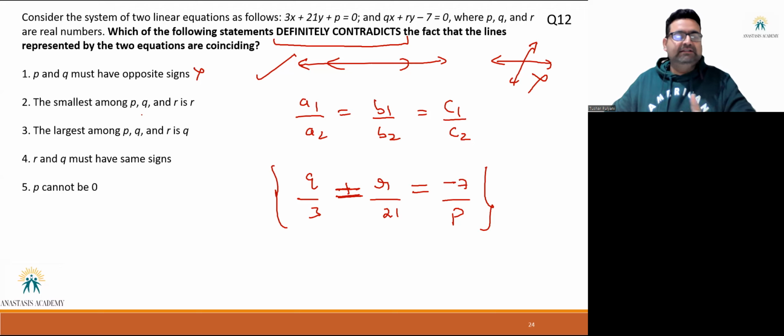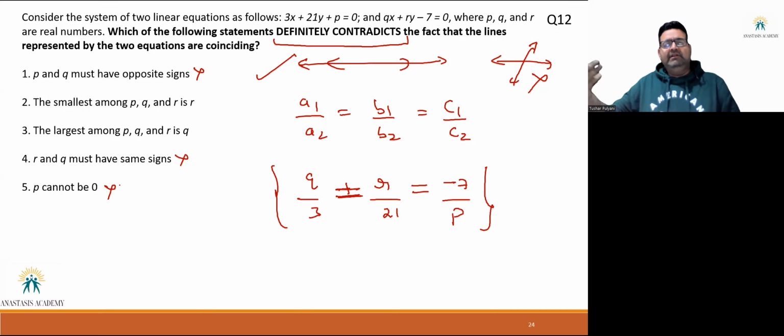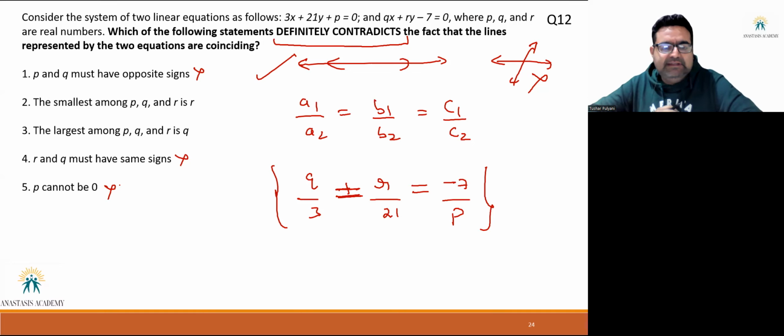Smallest, largest, we need to give a thought. So I first eliminated options 4 and 5. R and Q must have the same sign. This is also correct. P cannot be 0 is obviously given, because if P is 0, then Q and R will become infinity, right? Even the equations will never be the same. So options 1, 4, and 5, we are easily able to eliminate.